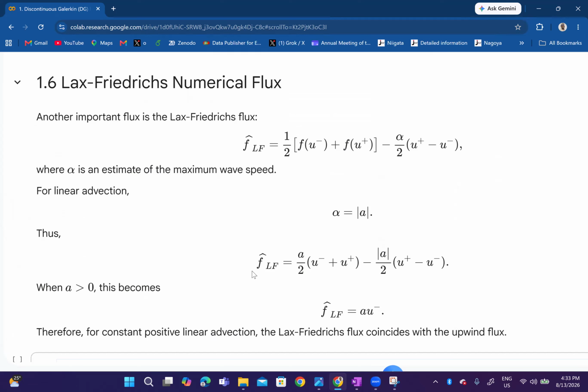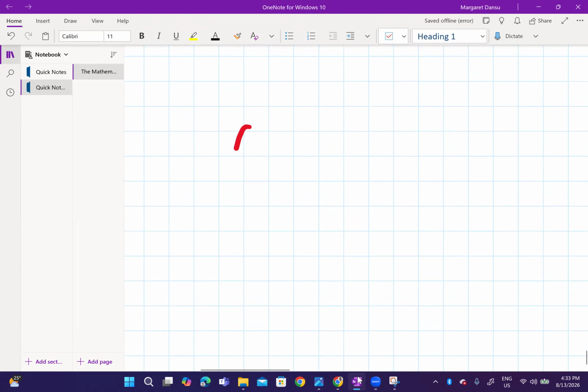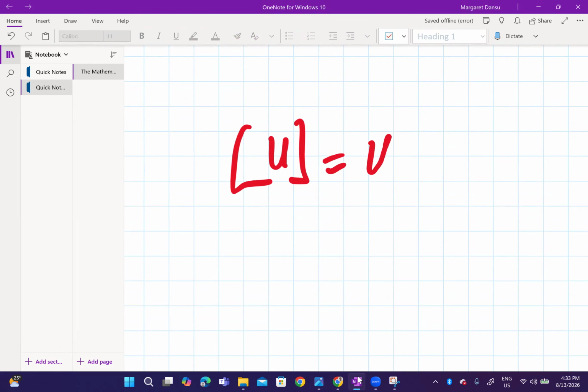All right, so thus we can say that the linear Lax-Friedrichs flux will be, from here we know this is au minus, this is au plus, so a can be factored out. So we have a over 2 times u minus plus u plus. Then alpha is the absolute value of a over 2 times u plus minus u minus. In this case, that expression is what is known as the jump, u plus minus u minus.